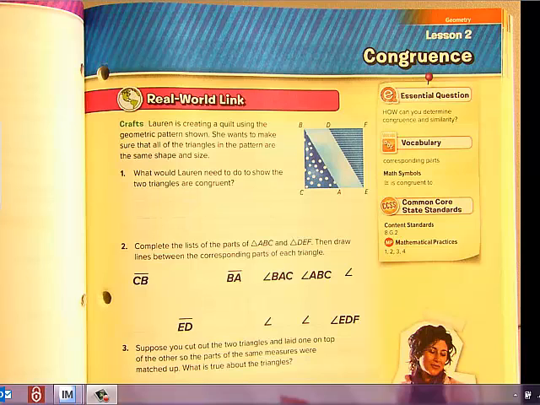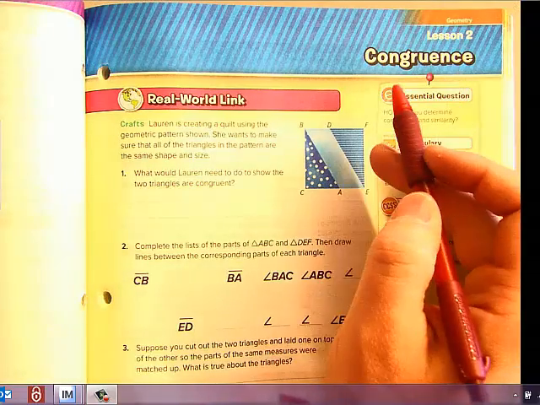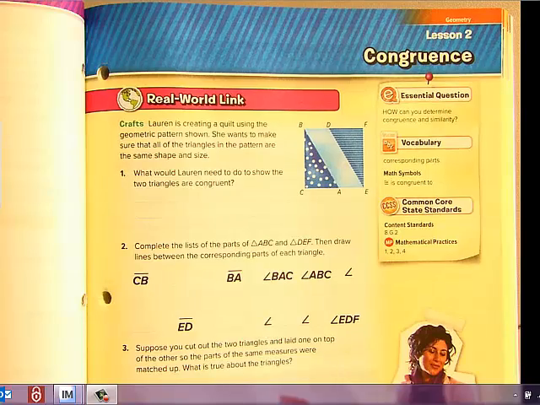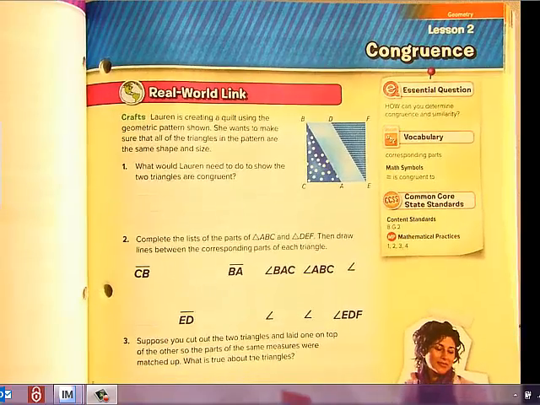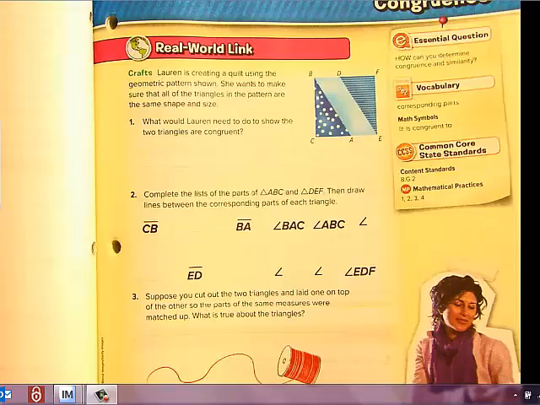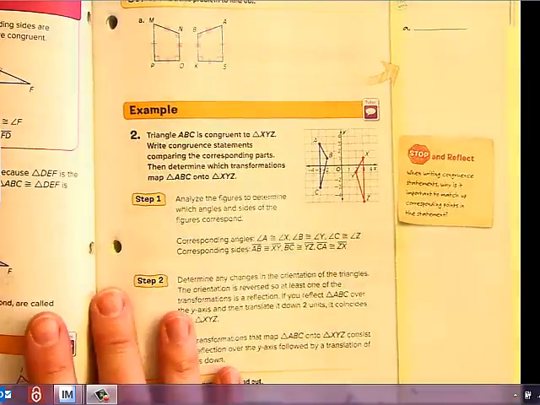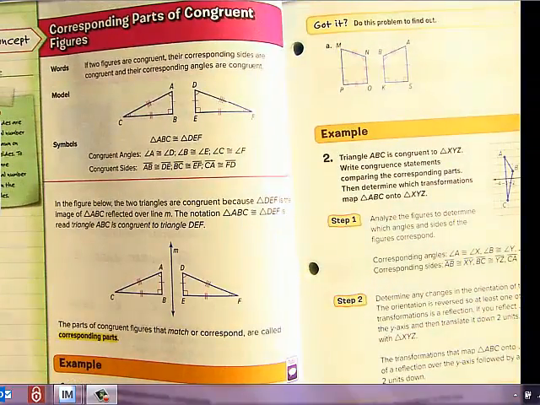Go ahead and open up your book to page 521 and go to section 7.2 on page 521. This is lesson 2, congruency. And actually, this first entire page we're just going to kind of skip over. It has some stuff, but it's really just going to take up some time. The meat of the lesson is on the next page. So go ahead and turn to the next page.